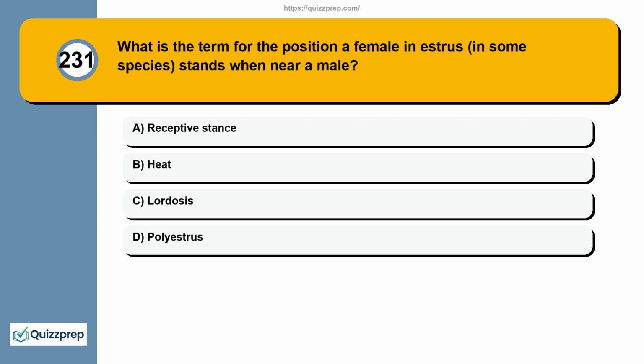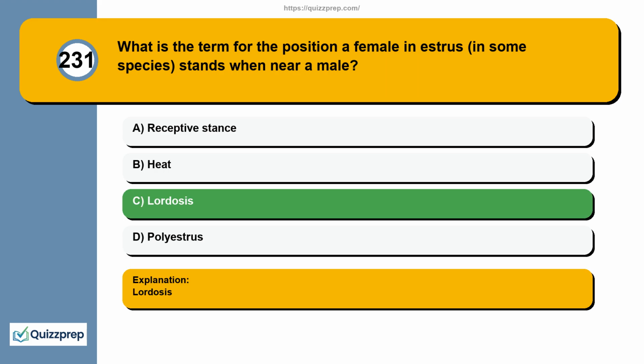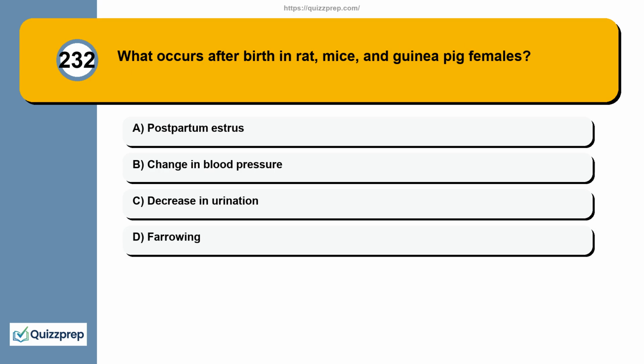Question 231. What is the term for the position a female in estrus, in some species, stands in when near a male? Option A. Receptive stance. Option B. Heat. Option C. Lordosis. Option D. Polyestrus. The correct answer is option C. Lordosis.